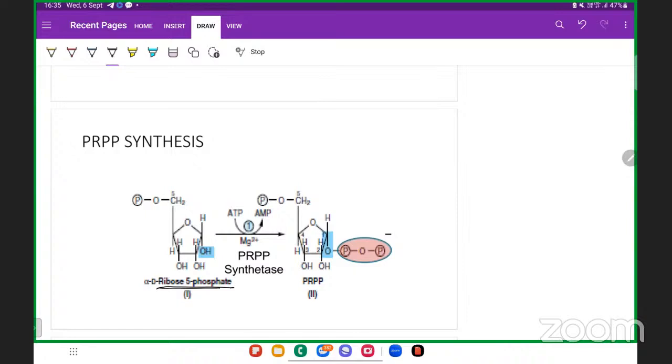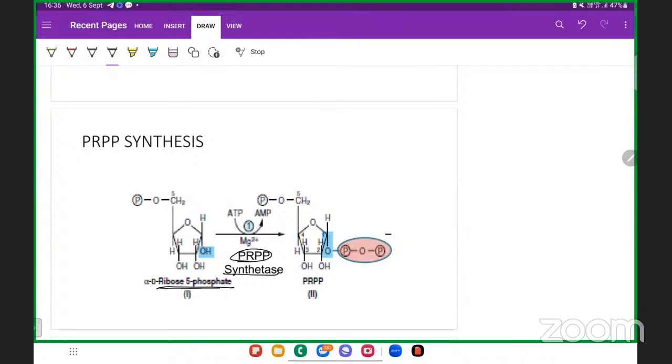So first you are going to have your ribose 5-phosphate. Ribose is a sugar moiety. On this sugar moiety, there is the action of PRPP synthetase. What does PRPP synthetase do? It converts ATP into AMP. When ATP is converted into AMP, what will be the end product? You will have your ribose 5-phosphate, and along with it, you have 2 more phosphates, because your ATP has converted into AMP, releasing 2 phosphates.